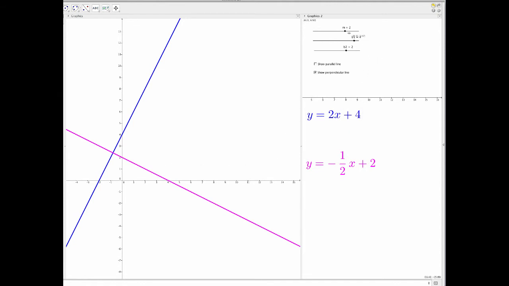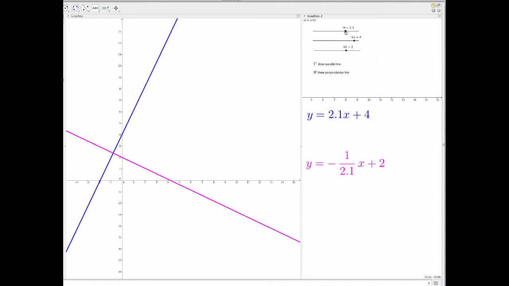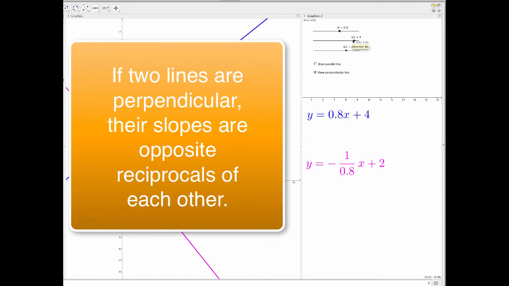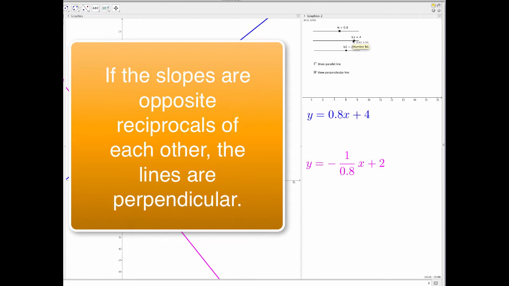Now let's see what happens when we change the slope of the blue line. You'll notice that the slope of the blue line is now 8/10, and the slope of the purple line, which is still perpendicular, is now -1/8. So from this we learn that if two lines are perpendicular, their slopes are opposite reciprocals of each other, and if the slopes are opposite reciprocals of each other, the two lines are perpendicular.